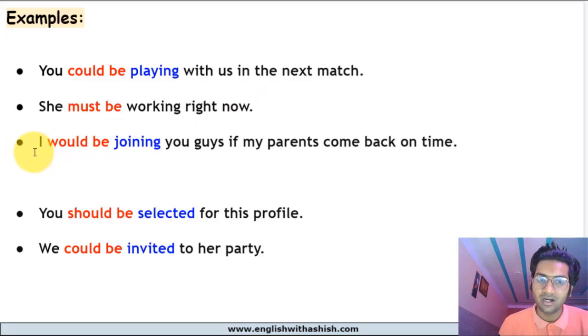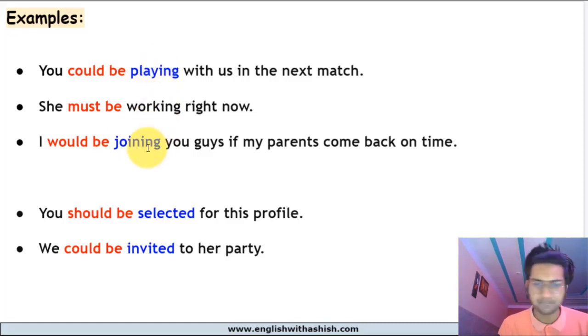Okay. I would be joining you guys if my parents come back on time. If my parents come back on time, that's a condition. If the condition is fulfilled, I would be joining you guys. I would be doing something. I would be joining. So here these modal verbs and be are followed by a present participle, the ing form of a verb.